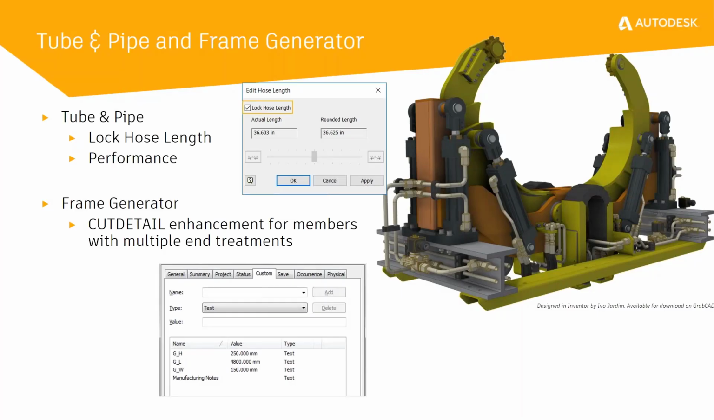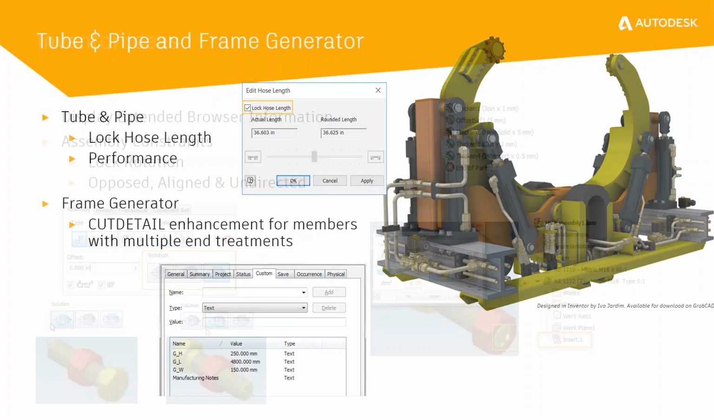Moving to other areas of Inventor 2019, we also see a new option inside of the tube and pipe environment to lock the hose length of your tubes and pipes. So this allows you to calculate an exact hose length. When selected, if components move or shift, this option prevents the length of the hose from changing due to adaptivity. And values generated by applying the trim extent command inside a frame generator to cut angles on frame members are available in the iProperties Custom tab. And additionally, the frame generated GL parameter reliably reports correct lengths.